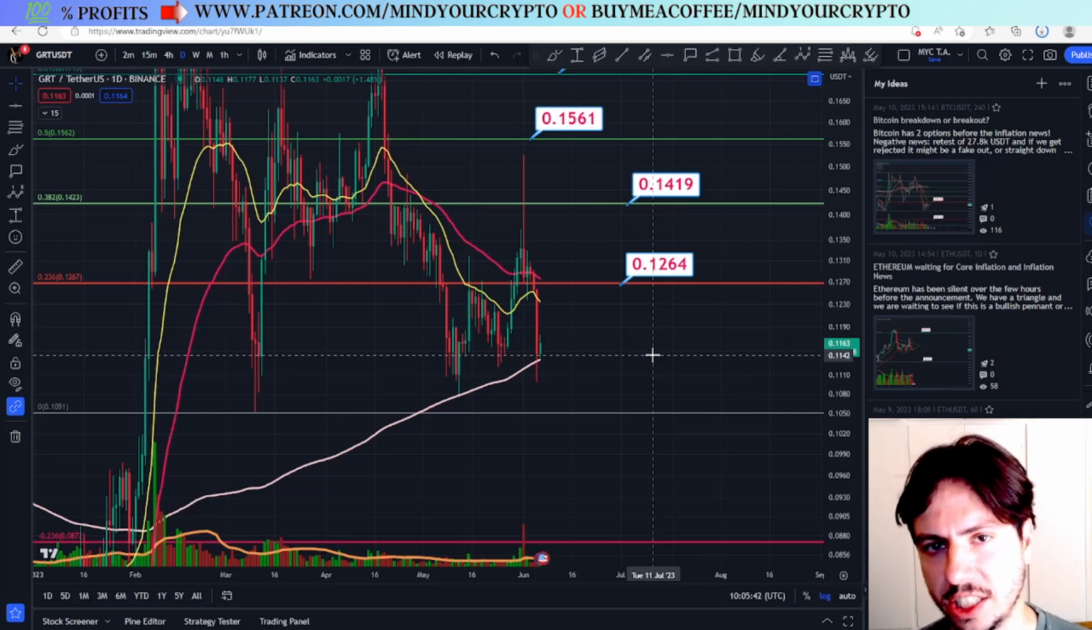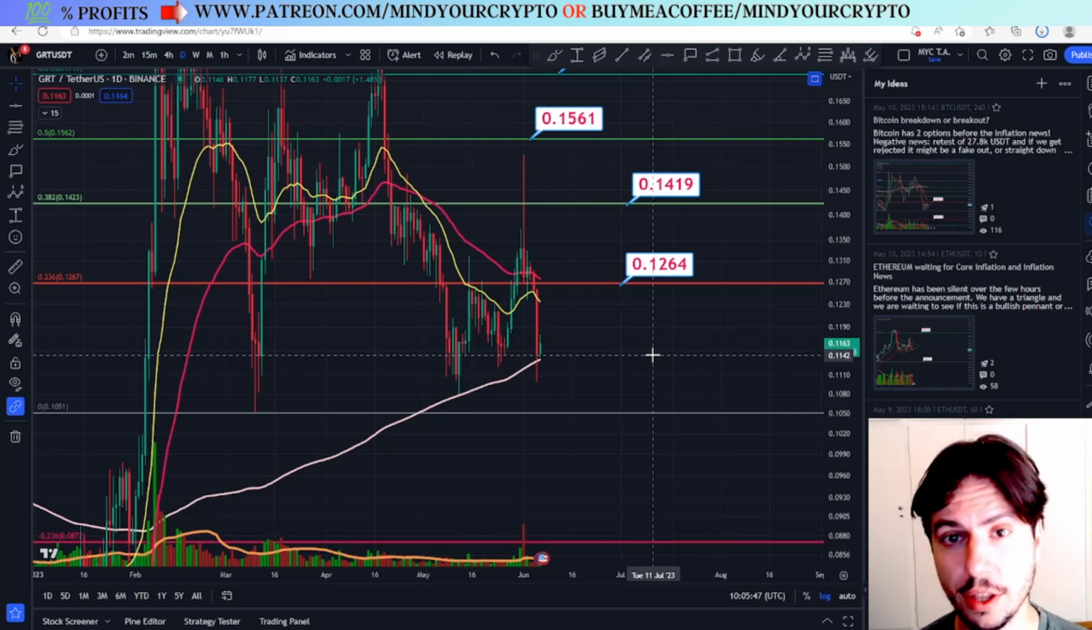Today we have the graph, GRT: the pump, the correction, the retest. We are going to explain thoroughly what GRT is going to do.